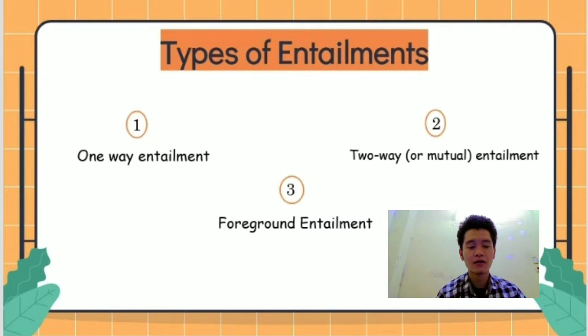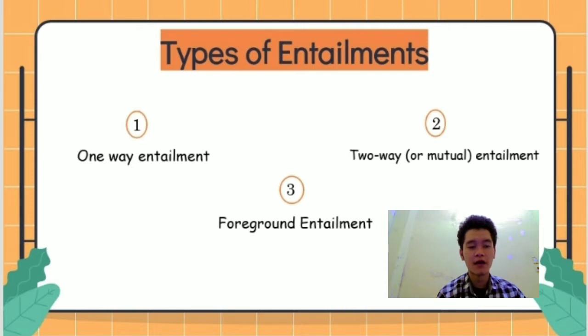The second is two-way or mutual entailment. This type of entailment means that the entailment has meaning, relationship, and the sentences that contain mutual entailments are paraphrases of each other. For example, my mother is in front of my father. My father is behind my mother.